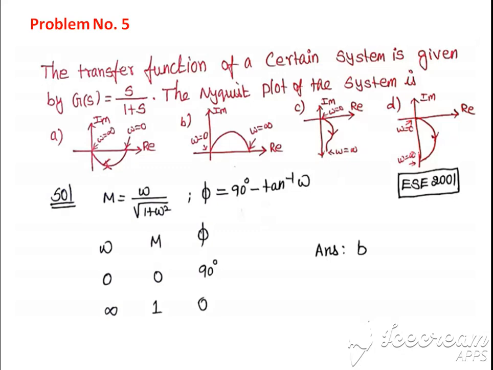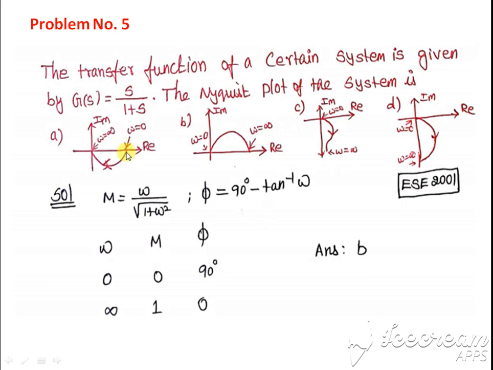Then problem 5, the transfer function of a certain system is given by G(s) equal to s divided by (1 plus s). So the Nyquist plot of the system is, again we need to go with the polar plot concept. First we need to find magnitude and phase angle, corresponding to omega equal to 0 and infinity. When omega is equal to 0, magnitude is 0 and phase angle is 90.